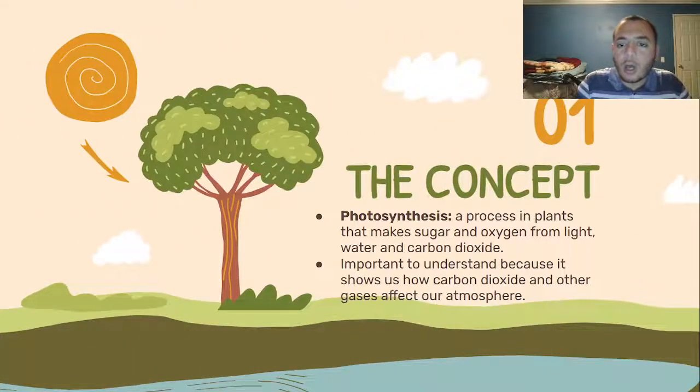So, the concept. Photosynthesis is a process in plants that makes sugar and oxygen from light, water, and carbon dioxide. It is important to understand because it shows us how carbon dioxide and other gases affect our atmosphere. Obviously, plants suck up the carbon dioxide that we release, and they release the oxygen that we get, right? So photosynthesis plays a key role in things like global warming and climate control, right? So it's a very important process to know.